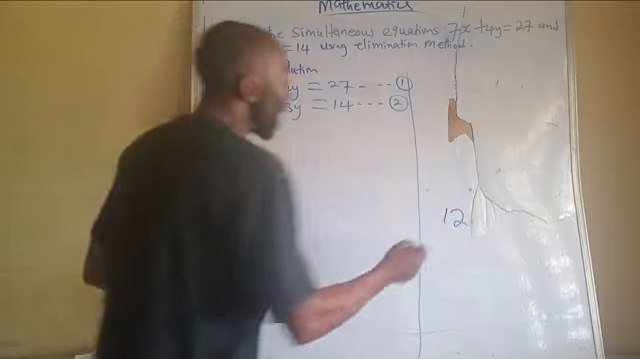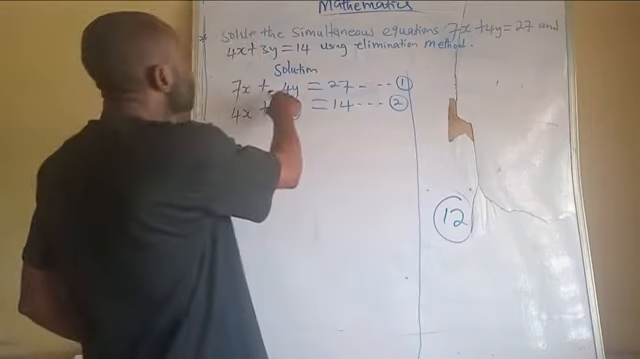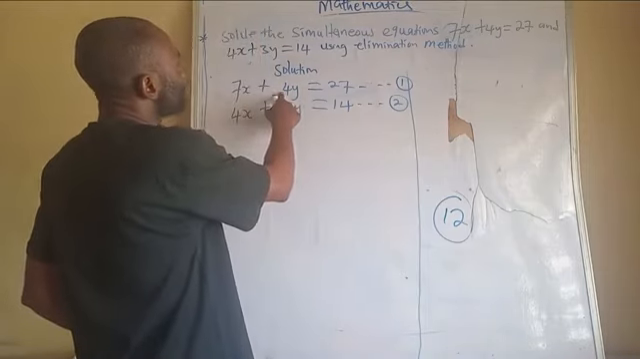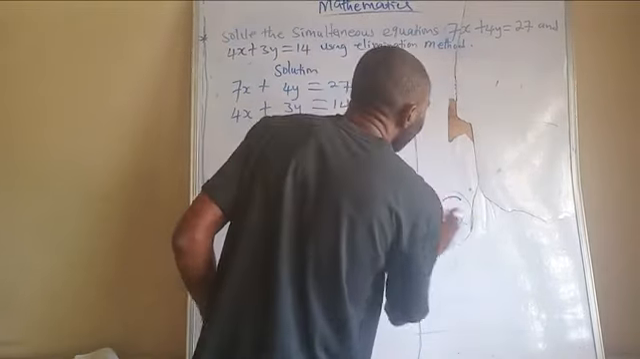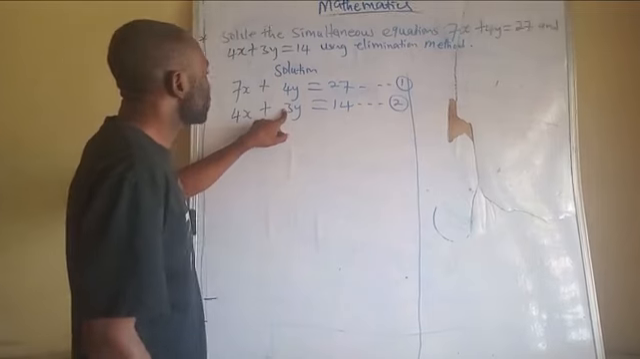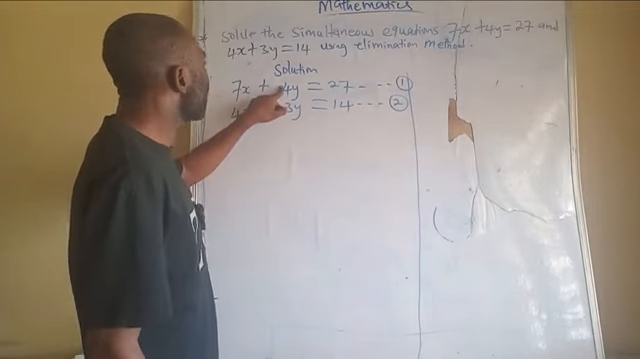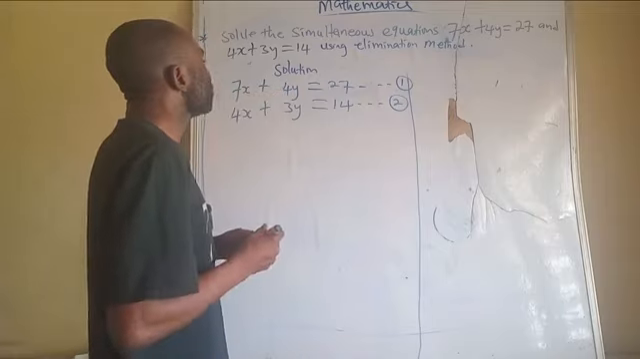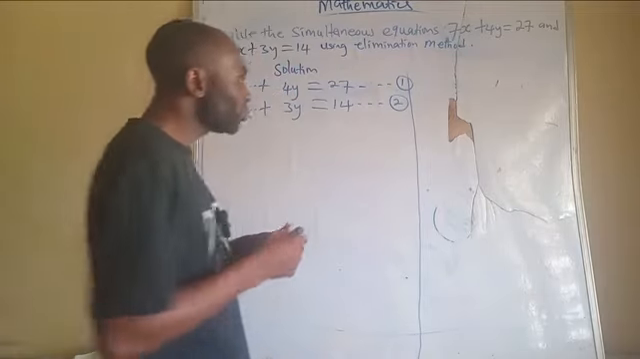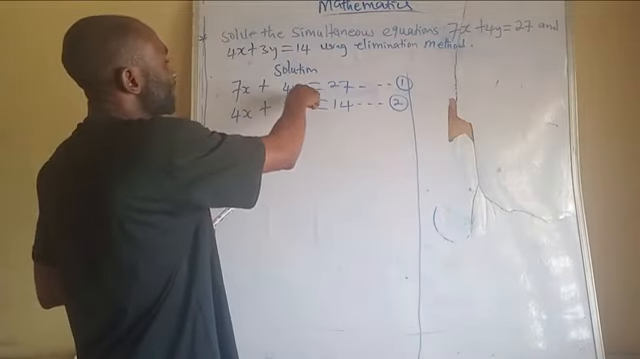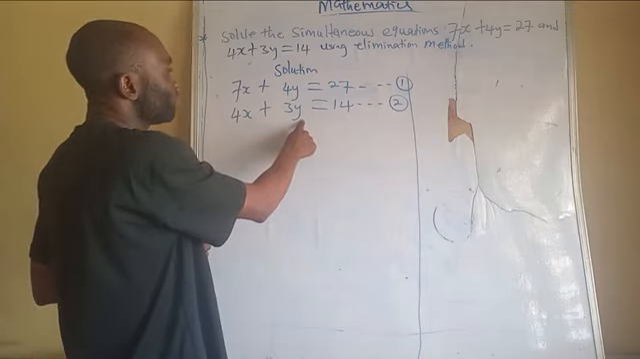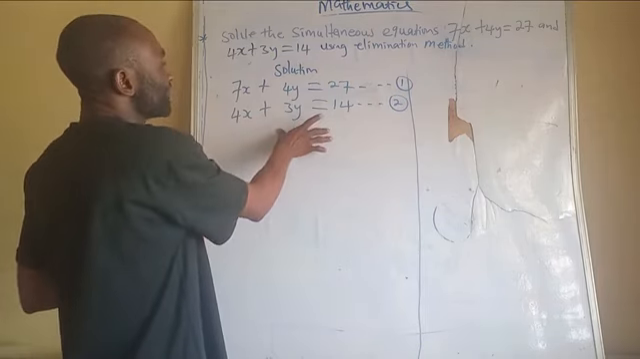So how are you going to make 4y become 12 and 3y become 12? You think of a number that will make 3 into 12 and will make 4 into 12. It's just what you will do: you are going to multiply equation 1 with 3 and multiply equation 2 with 4 to make it 12.